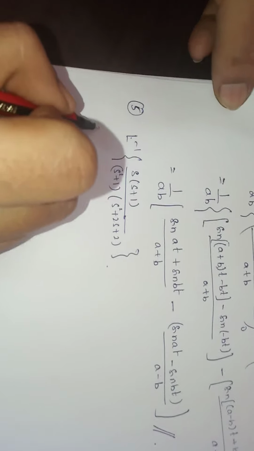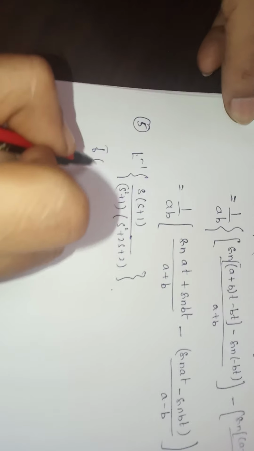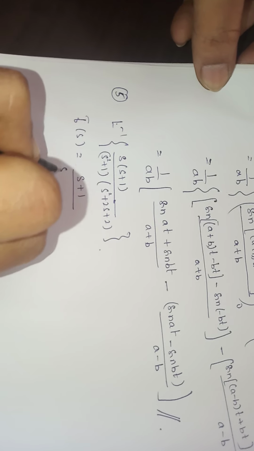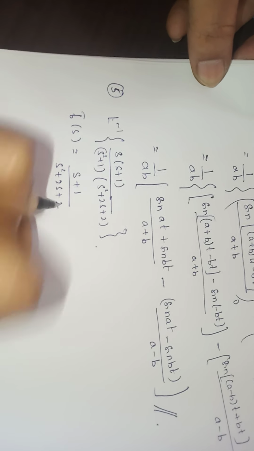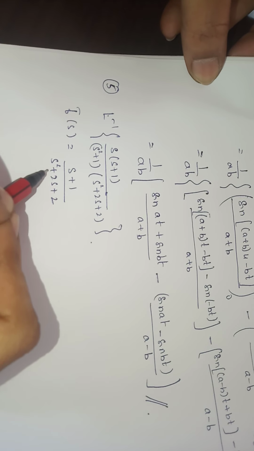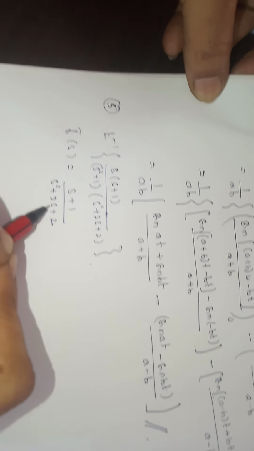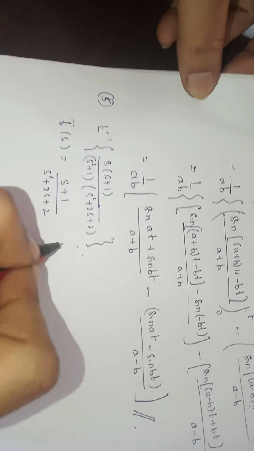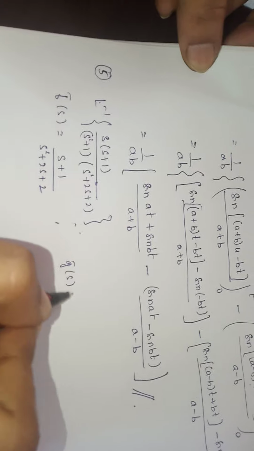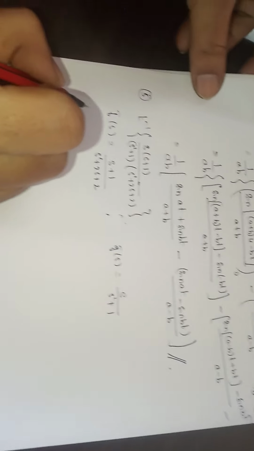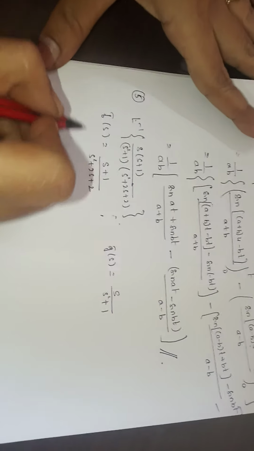your f bar of s as s plus 1 by s square plus 2s plus 2. Why we are writing s plus 1 in the numerator is because the denominator can be made a perfect square, s square plus 2s plus 1, that will be s plus 1 whole square. That's why you take s plus 1 here, and your g bar of s as s by s square plus 1. So here your Laplace transform will become what?